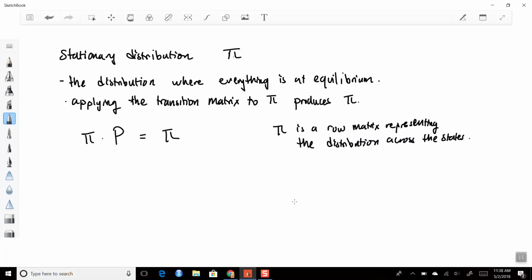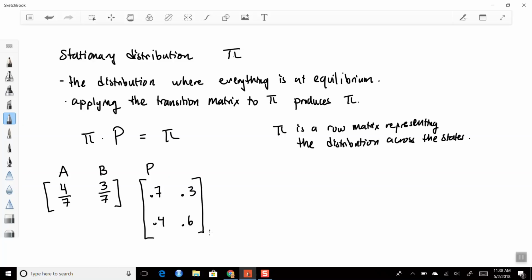For our case, and we can talk about how we would find this, the stationary distribution is where 4/7 of our values are at A and 3/7 of our values are at B. Our transition matrix P again is 0.7, 0.3, 0.4, and 0.6. If we multiply this together, we will end up getting the same thing.